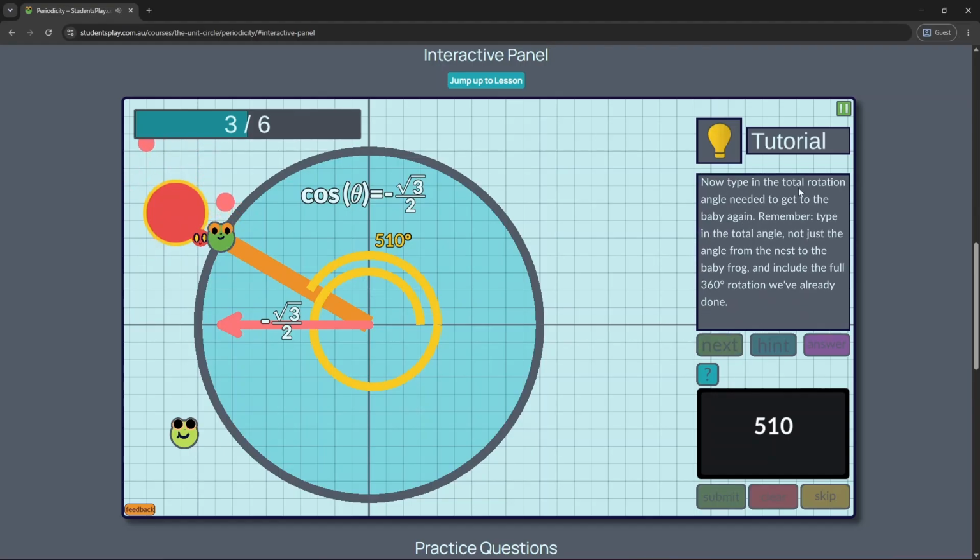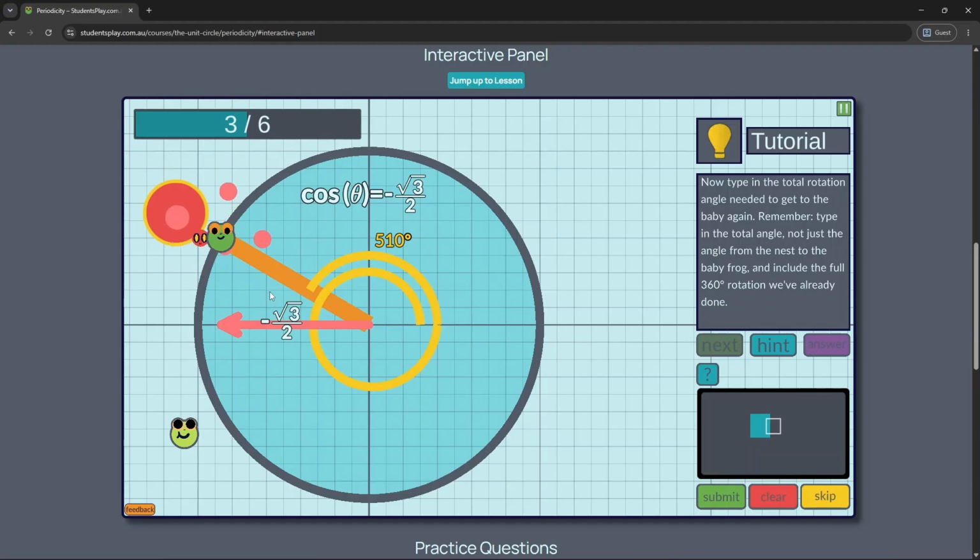Now, type in the total rotation angle needed to get to the baby again. Remember, type in the total angle, not just the angle from the nest to the baby frog, so not just from here to here, and include the full 360-degree rotation we've already done. So from here around to here is what we want, but also we already did 360. So it's like here all the way around to 360, then an extra amount to get to here.